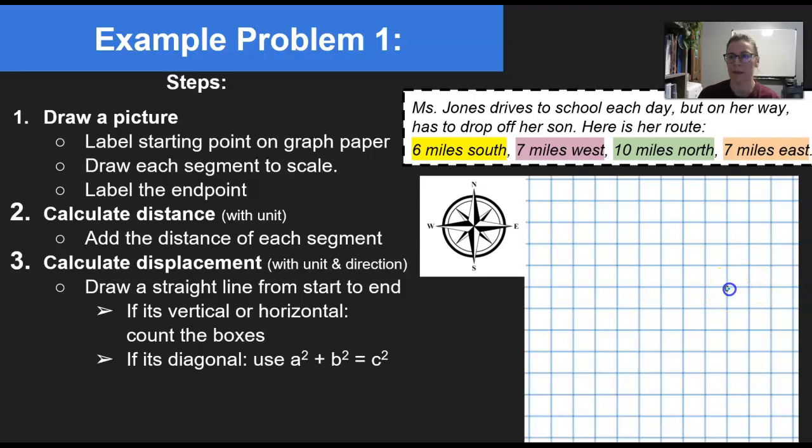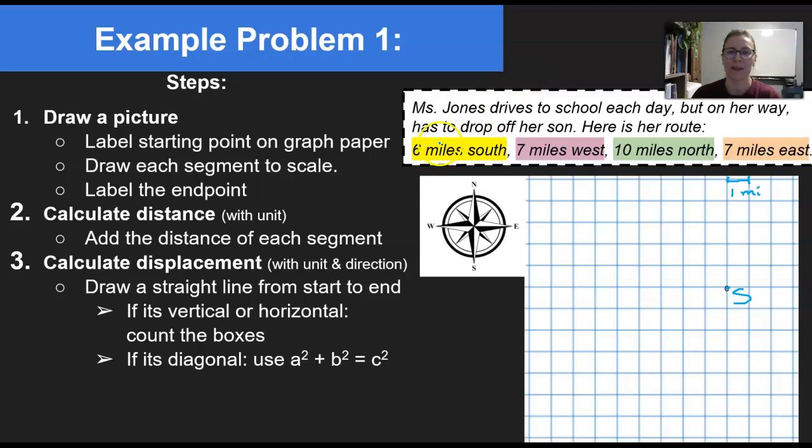Here I'm marking my starting location because the first step is to draw a picture of this problem, and it says to label your starting point. So this is going to be my starting point, and I'm just going to put an S. You don't have to write the whole word start. Then we're going to draw each segment to scale. So what does that mean? It means that each one of these lines here on my graph paper represents 1 mile. And then once I've drawn all my segments, I'm going to label my ending point as well.